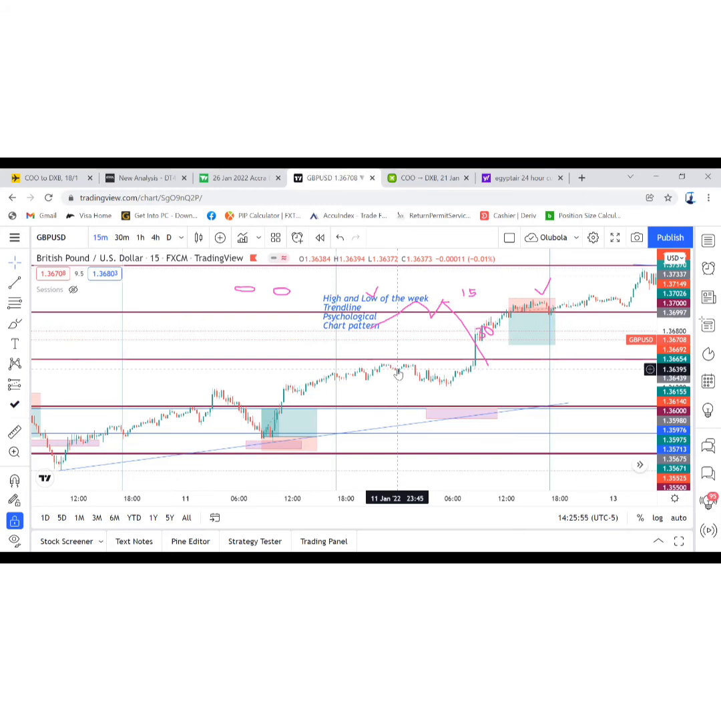Consistency matters most. Follow your strategy. And definitely you will have a losing trade, but you just have to be consistent with your strategy so that your winning trades will always be more than your losing trades.